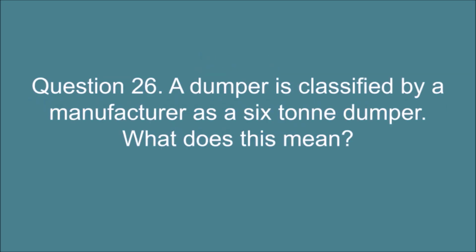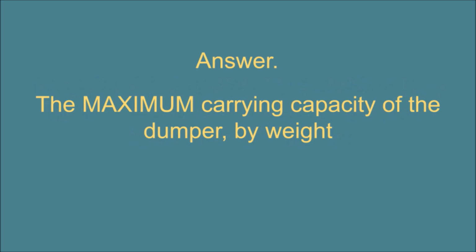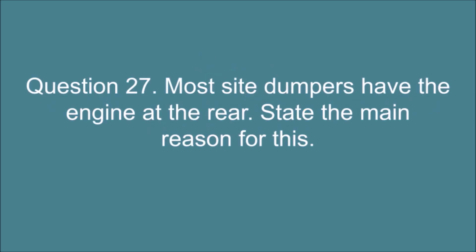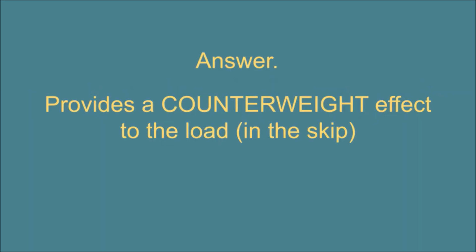Question 26. A dumper is classified by a manufacturer as a 6-ton dumper. What does this mean? Answer. The maximum carrying capacity of the dumper, by weight. Question 27. Most side dumpers have the engine at the rear. State the main reason for this. Answer. Provides a counterweight effect to the load in the skip.